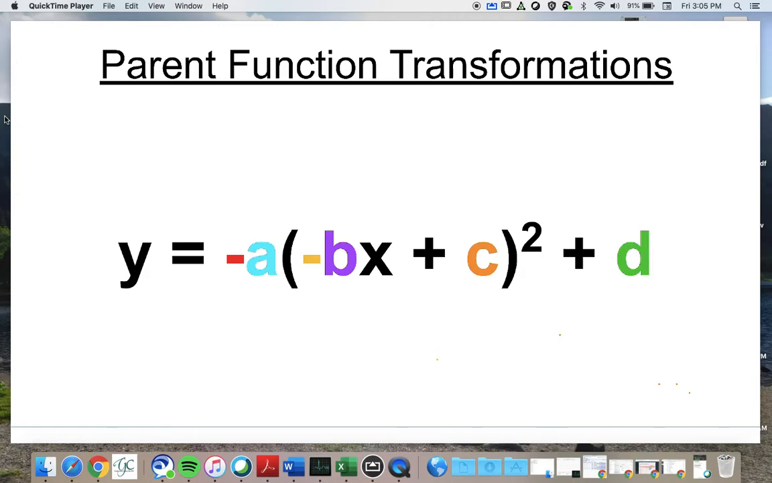So horizontal shifts move the graph horizontally, so left or right, and that occurs when we add or subtract a number inside parentheses with the x. So this c value here is going to result in a horizontal shift, and this is going to move the graph either left or right.